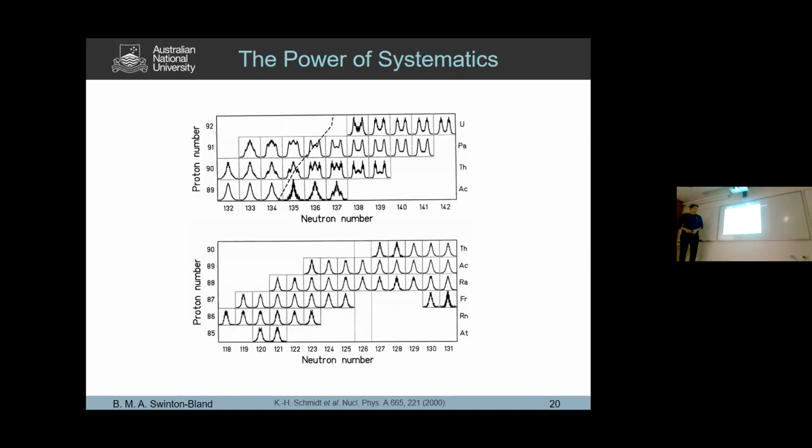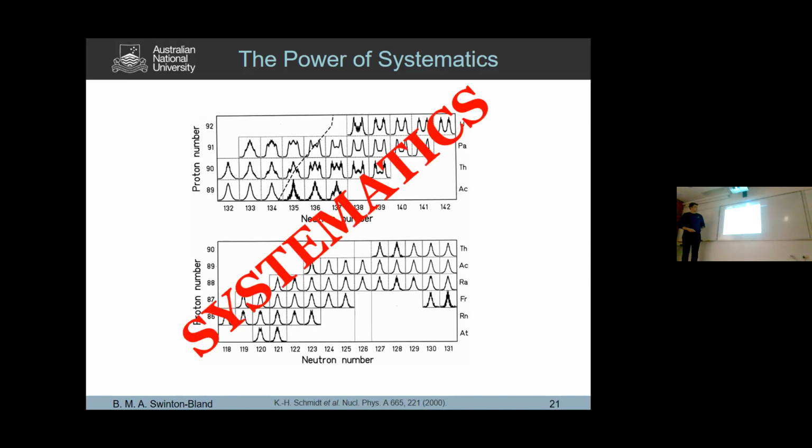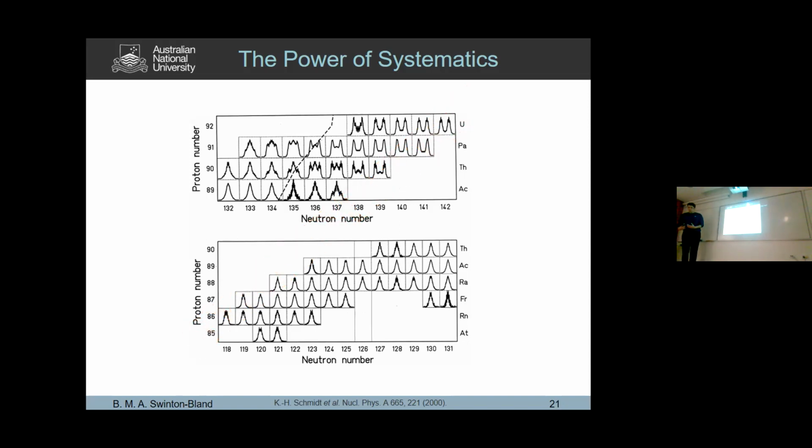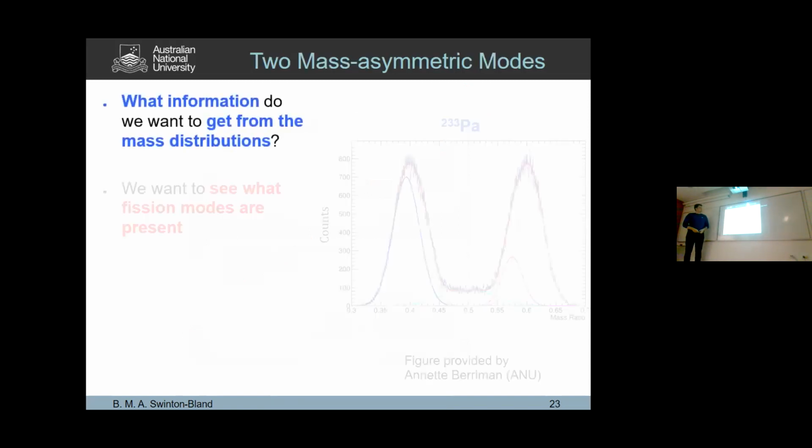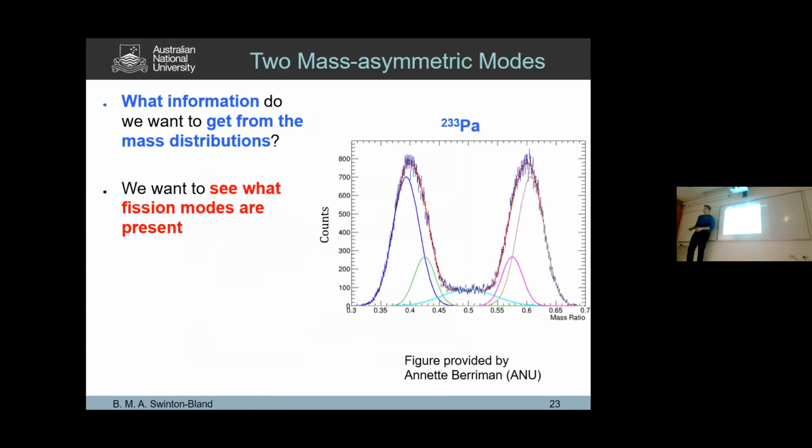So this is a bunch of reactions that were measured by Karl-Heinz Schmidt and others at GSI. And they measured a wide range of mass distributions from uranium all the way through to astatine, and over a very large range of neutron number as well. Great, systematics, we love them. But what sort of information can we extract from systematic studies and from just simple individual mass distributions like that shown here? Well, what we want to extract is what fission modes are present.